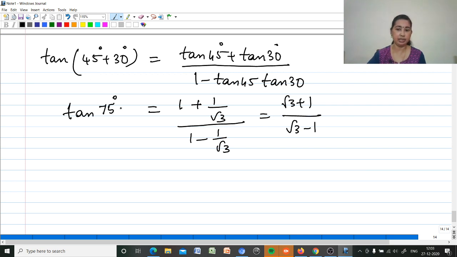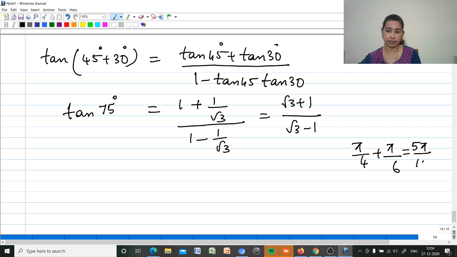Tan 75 degrees is root 3 plus 1 by root 3 minus 1, and its equivalent form of 75 degree, that is, tan 45 means it is pi by 4 and 30 is pi by 6. So if you are adding pi by 4 and pi by 6, we are getting 5 pi by 12, which is 75 degree. So actually this angle is 5 pi by 12. So this is the same as tan 5 pi by 12.